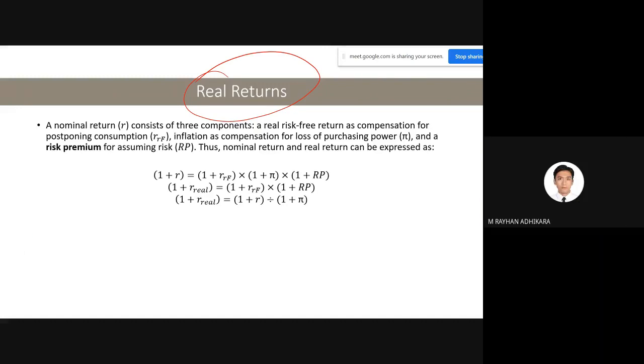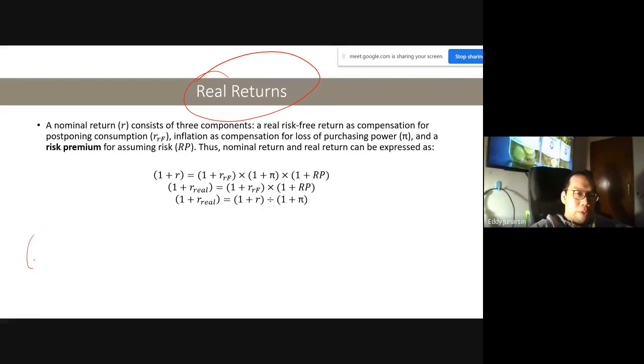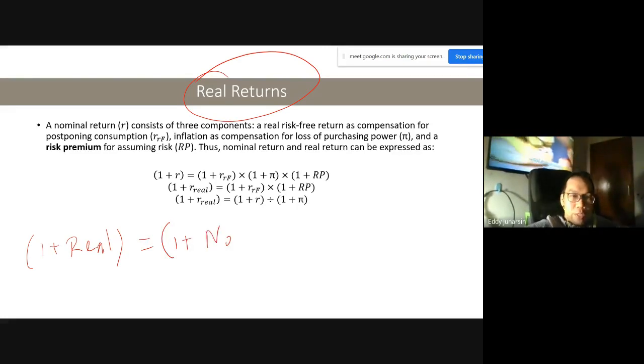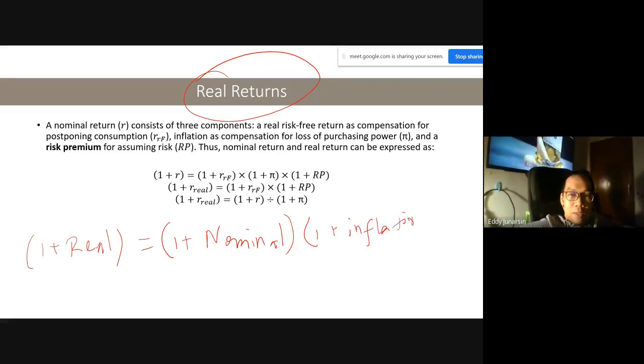Real return is nominal return adjusted for inflation. Excellent. Very easy. So 1 plus real return should equal 1 plus nominal return, divided by 1 plus inflation rate. Okay, so this is the official way.